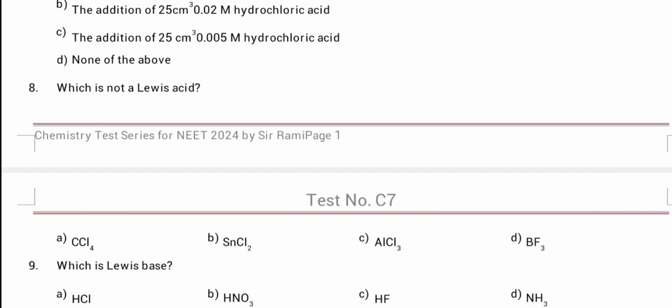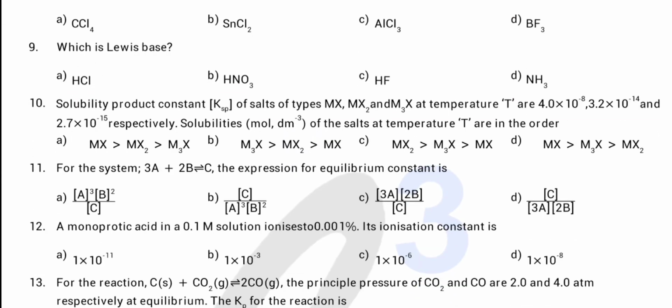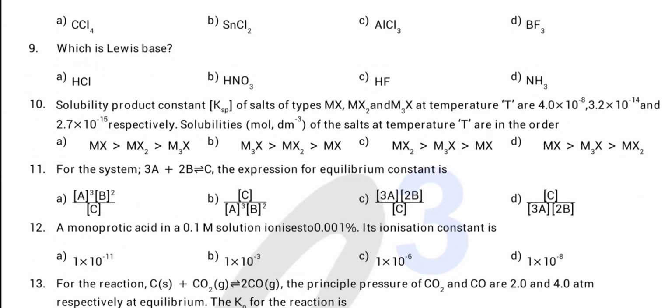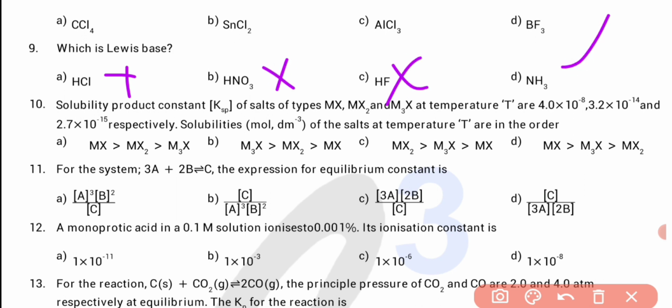Okay, so let us move to the next question, which is Lewis base. Which is a Lewis base? HCl is not a Lewis base, HNO3 acid, HF acid. NH3 has a lone pair of electrons on nitrogen, so NH3 is the correct option.